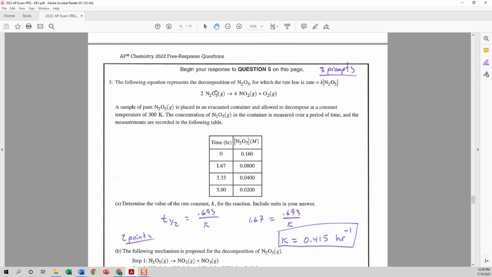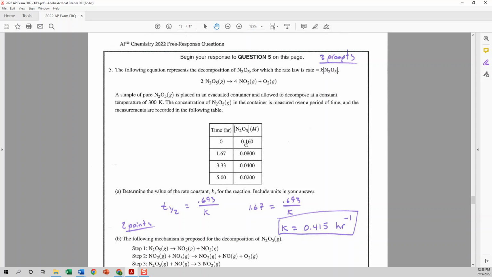Okay, another clue that this is first order is that if you notice, the amount of time it takes for the sample to cut in half remains constant. So notice that we went from 0.16 to 0.08, that's half, in 1.66 hours. But then to go from 0.08 to 0.04, which is half again, it took the same amount of time. It took another 1.66 hours. If we double this, we get 3.33, right? And then to go from 0.04 to 0.02, it took us the same amount of time again, 1.67 hours. So that's another clue that this is first order, even though they spelled it out for us here, first order.